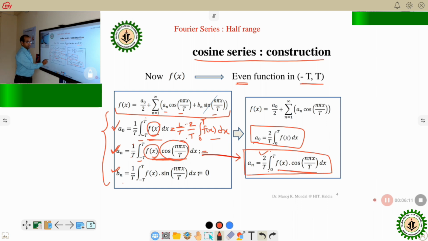Another one: what is bn? Bn is by definition the integral from minus t to plus t of f of x sin n pi x by t.